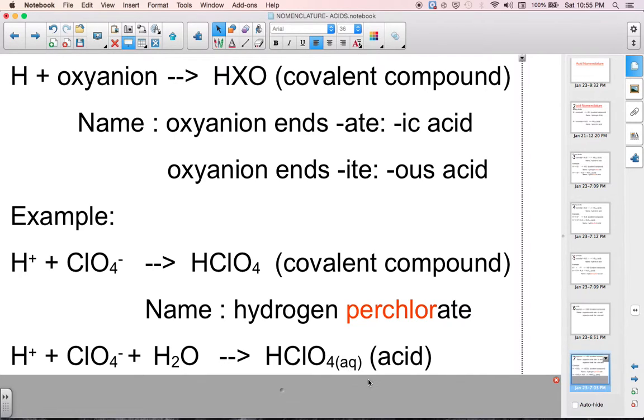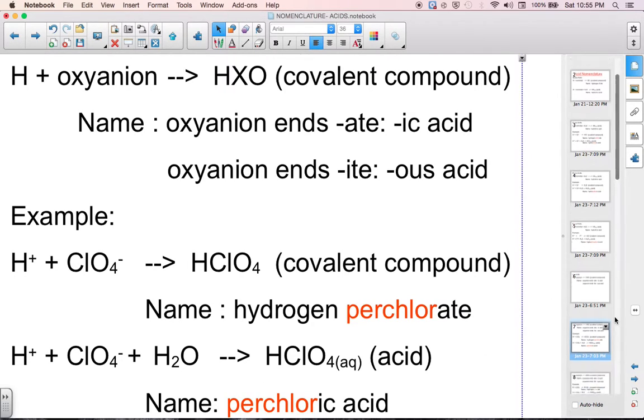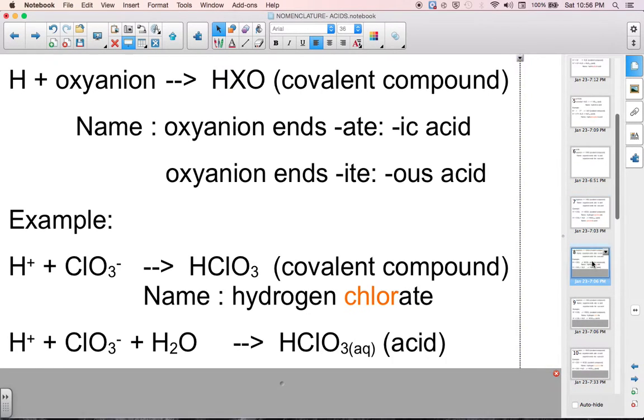When in its aqueous form, I am going to have my acid. And again, remember I used the root of my oxyanion. And all I do is I change the ATE to ic acid. So this acid is called perchloric acid. Let's try some more examples.